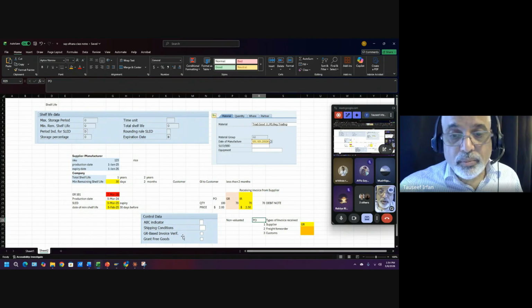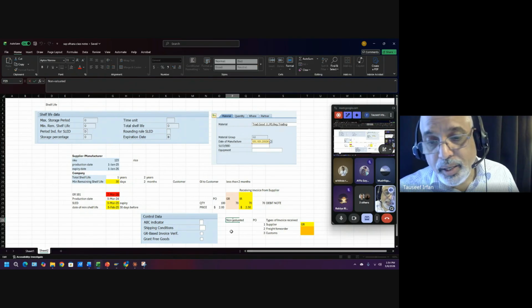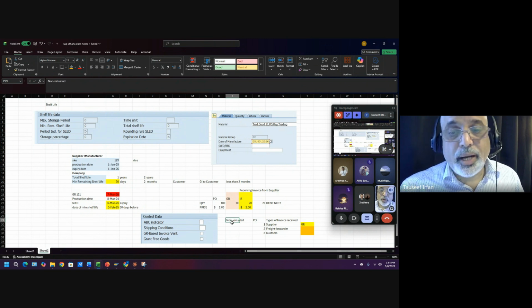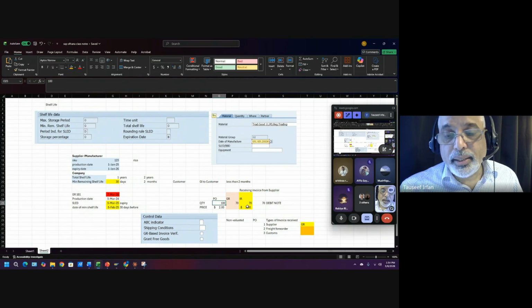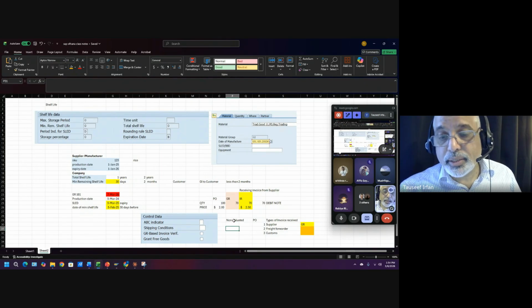Okay. So now Srinivas gave a very good example. Non-valuated stock. Accounts payable don't have to wait for that. They will just receive the PO and then they will do it. Okay. That's another one.